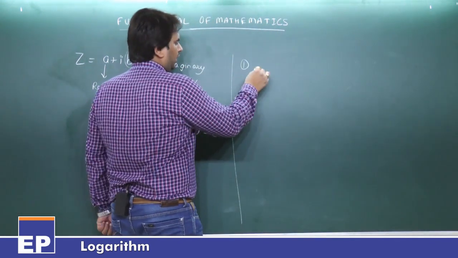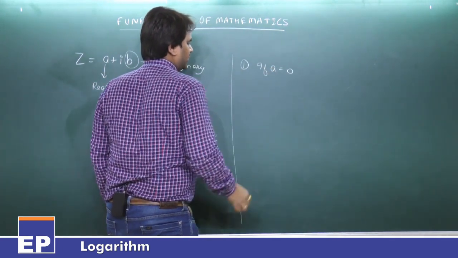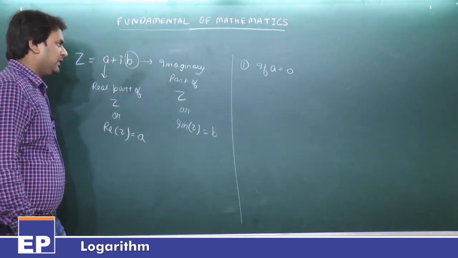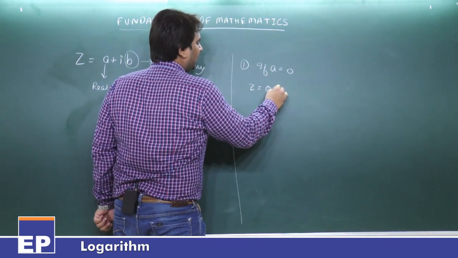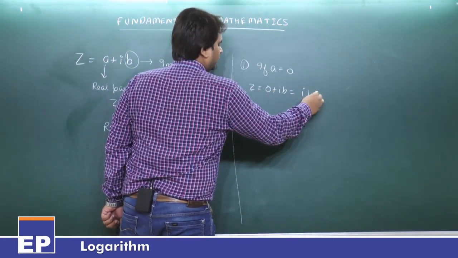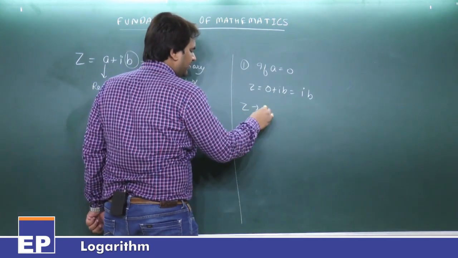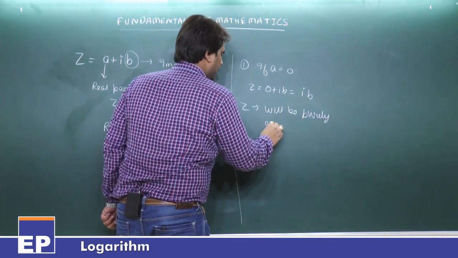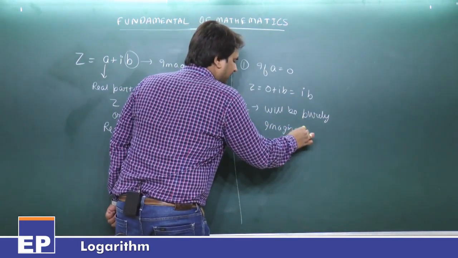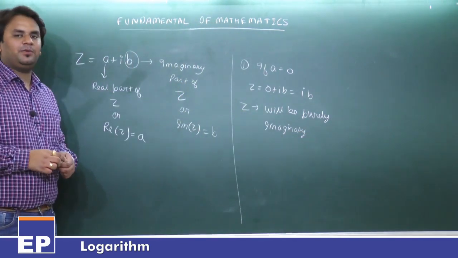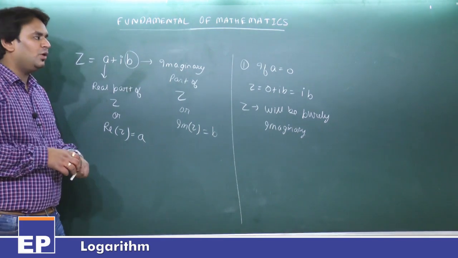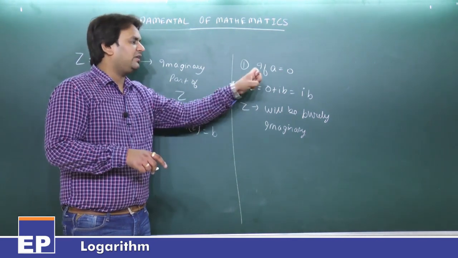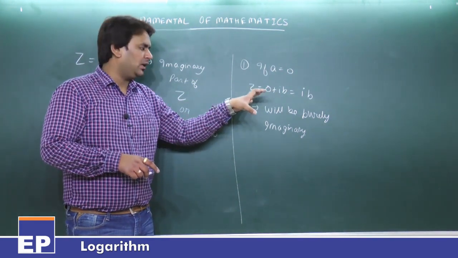Case number one. If z is equal to a plus iota b, and a is equal to 0, what will happen? Then z will become 0 plus iota into b, meaning iota into b. So z will be purely imaginary if a is equal to 0, because z is a combination of real part as well as imaginary part, and the real part is 0.